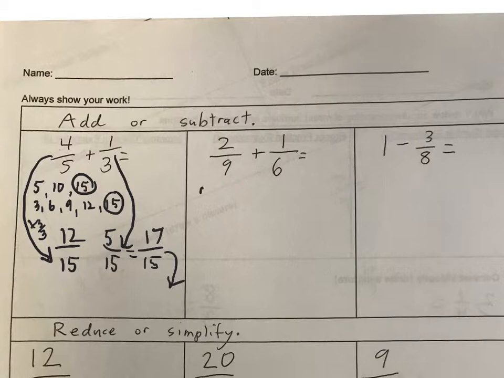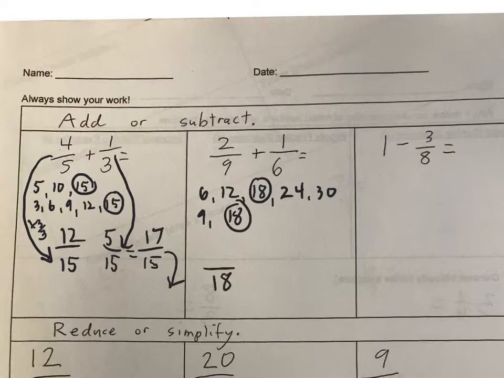Next one, I'll just help you get your common denominator here. So counting by 6s, I can go like that. Counting by 9s, oh, and there it is. 18 is a common denominator. So put those both into 18ths and then add and move on.